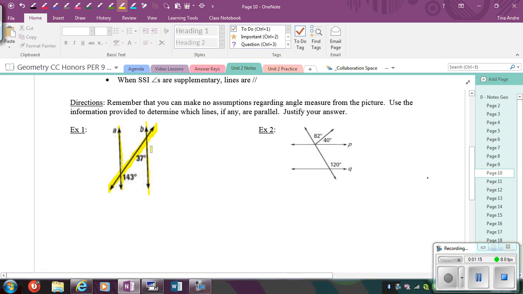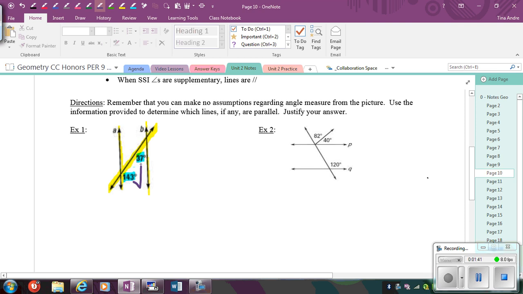So A and B, they look to be parallel, but again, you can't make any assumptions unless we know something about the angles. So I look at the two given angles. Those angles, where they're located, they're in the interior of the two lines on the same side of the transversal, so those are same side interior angles. If these are supplementary, well then I have supplementary same side interior angles, which make the lines parallel.